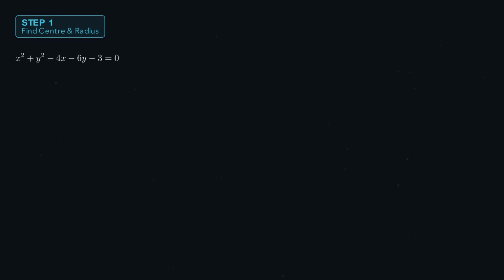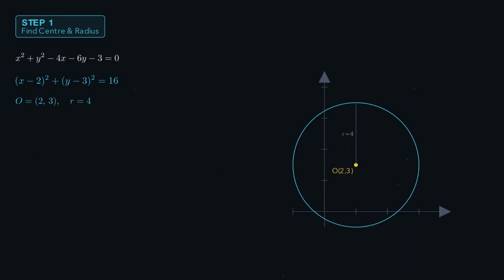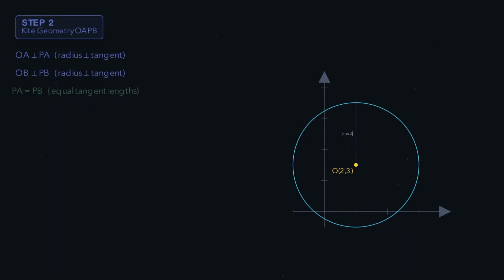Step 1. Complete the square. Grouping the x and y terms, the circle becomes center 2, 3, radius 4. That's our fixed reference point. Every tangent to this circle is perpendicular to the radius at the contact point. That right angle is the engine of this whole problem.